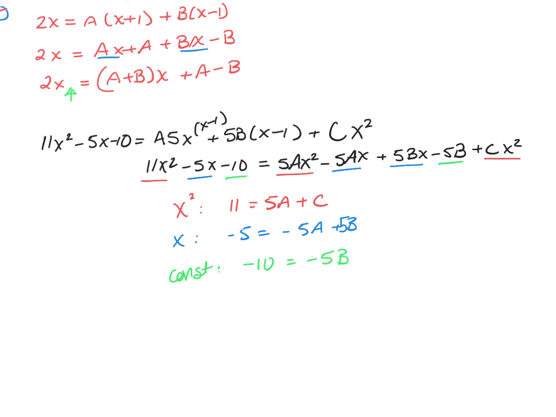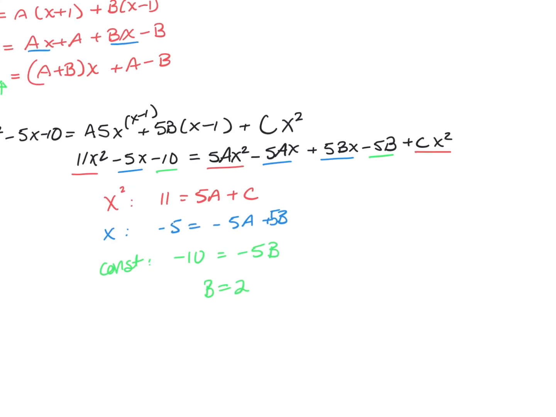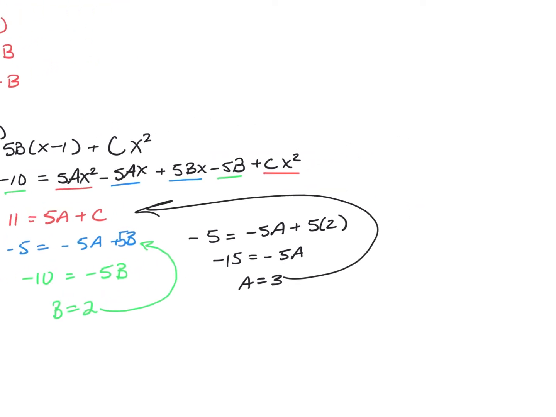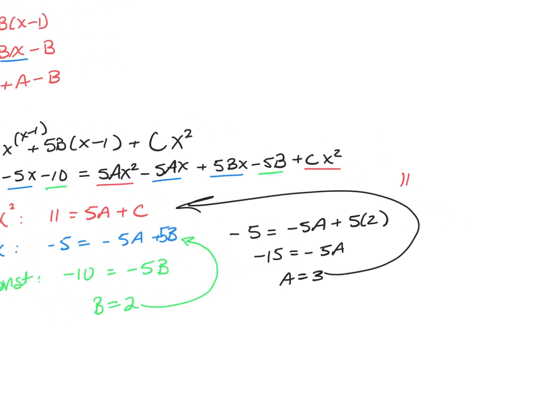3 equations, 3 unknowns. I'm going to start with the constant because I have b is equal to 2. Once I have b is equal to 2, I can substitute that into here. So I have negative 5 is equal to negative 5a plus 5 multiplied by 2. So I'm going to get negative 15 is equal to negative 5a. A is going to be equal to 3. I can back substitute it here. And I have 11 is equal to 5 multiplied by 3 plus c. So I have 15, bring that to the other side, subtract 15 from both sides. I'm going to get negative 4 is equal to c.